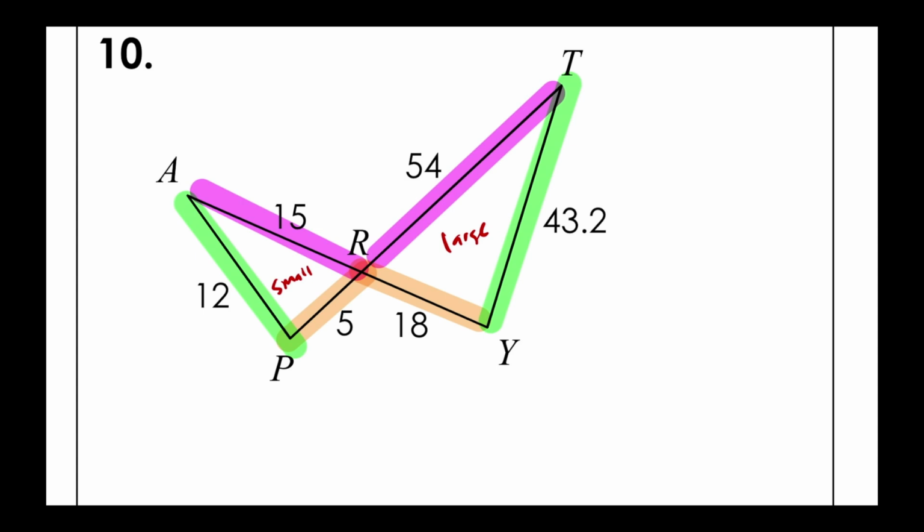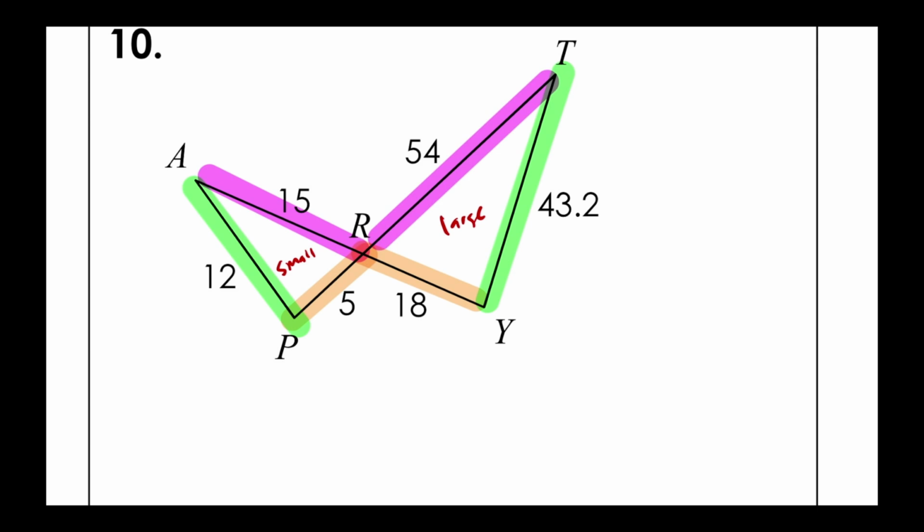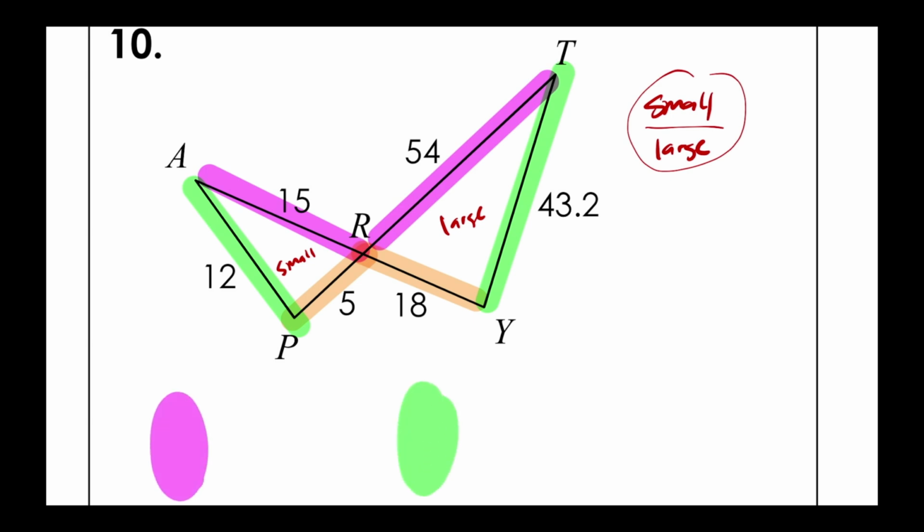Okay, so I think we found the matching sides. Now what we do is we have to make ratios between the sides, between the small and the large. The first thing you got to figure out is: are you going to do small over large or large over small? I'm going to do small over large. That's just my choice. So all my ratios are going to be small over large. I have three ratios: the pink ratio, the green ratio, and the orange ratio.